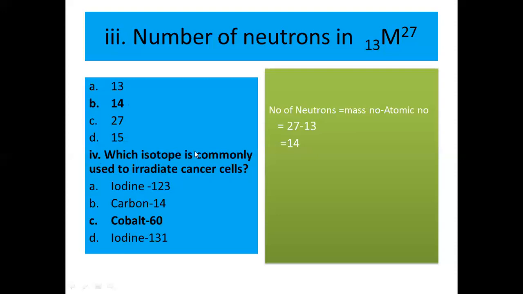Number 4, which isotope is commonly used to irradiate cancer cells? Iodine 123? No. Iodine 123 is used to image brain. And carbon 14? No. Carbon 14 is used to find out the pathway of carbon in photosynthesis. Cobalt 60? Yes. Cobalt 60 is used to kill the cancerous cells. Iodine 131 is used for diagnosing thyroid problems. So C is the correct option.